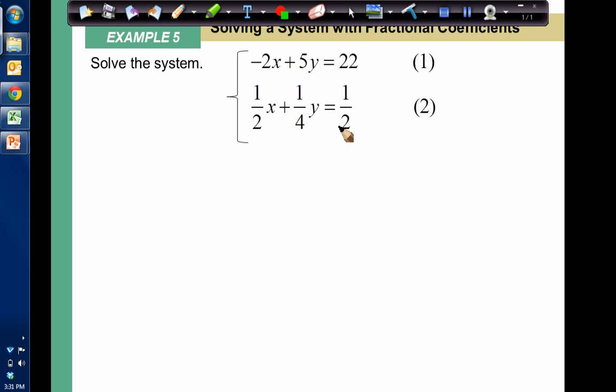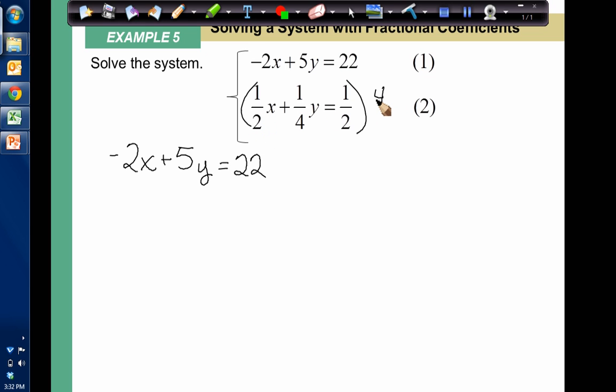That way you can end up with both equations having no fractions, and it'll be a little bit easier. So I'm going to copy down the first equation because it doesn't have any fractions already: -2x plus 5y equals 22. And I'm going to multiply the second equation by 4 and distribute that 4. That way I can get rid of these coefficients that are fractional.